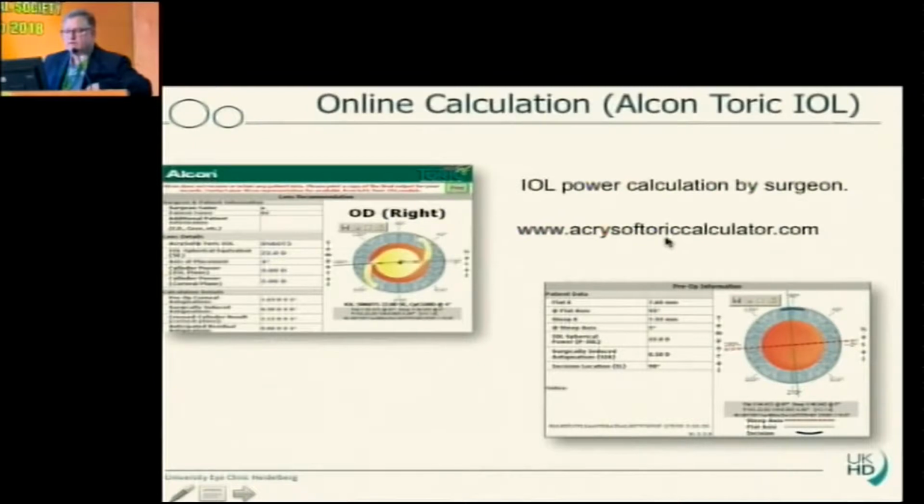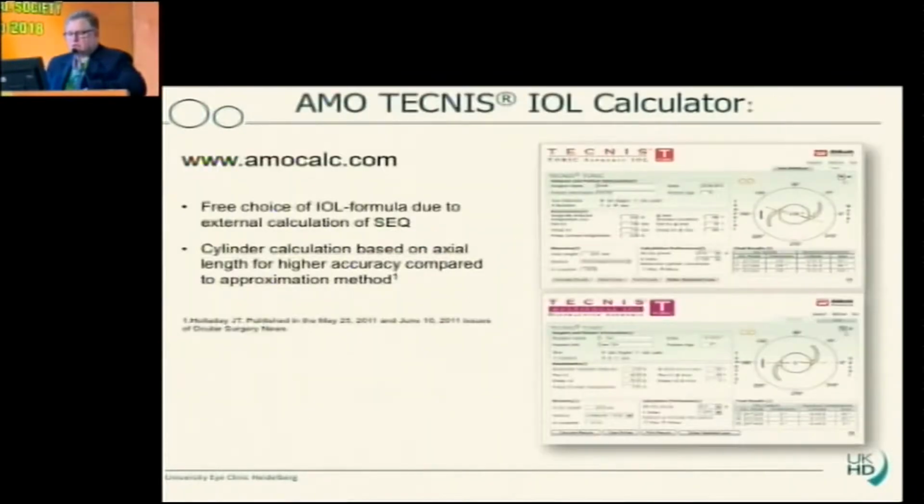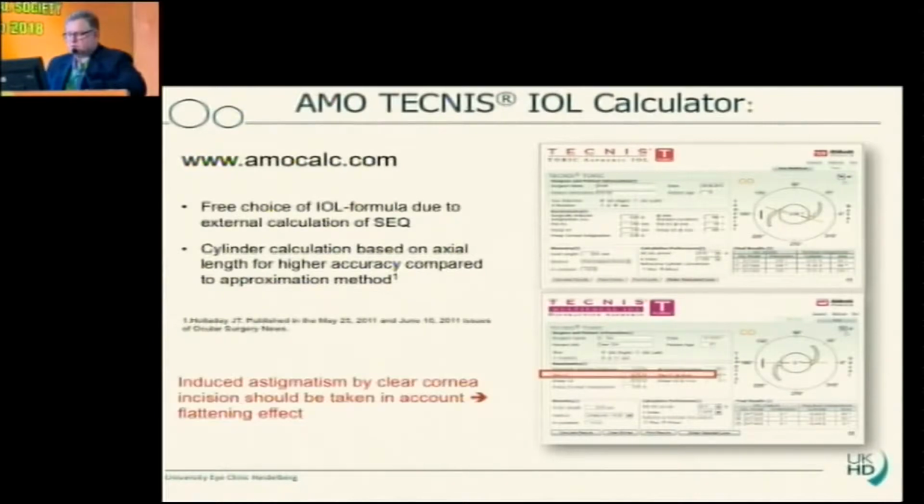There are different ways to calculate that. Normally you shouldn't do it yourself. You just use the online calculator, or even a company is doing it for you. So the big companies like Alcon or J&J, they have all this. And always be careful that the induced astigmatism, the SIA, is included.